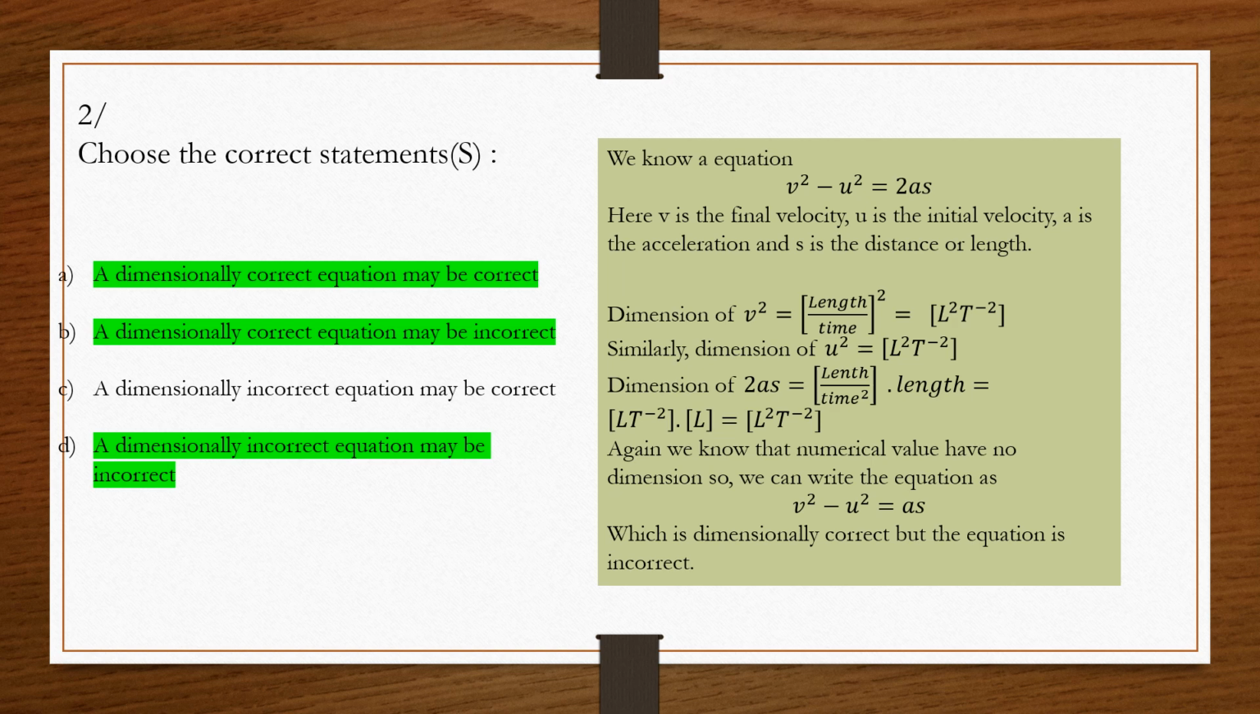Because we know that a numerical value has no dimension, we can write the equation as v square minus u square is equal to as also, which is dimensionally correct, but the equation is incorrect. So here option B is also the right answer, that is a dimensionally correct equation may be incorrect.